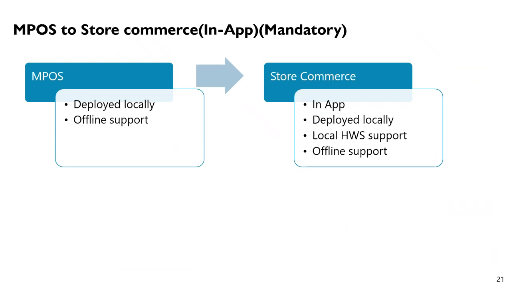If you are an existing customer using MPOS without offline, you can go with the in-app mode without enabling offline. So the offline is enabled in the Store Commerce app by passing the install offline command line switch during the installation. You can skip that and the offline components are not installed.